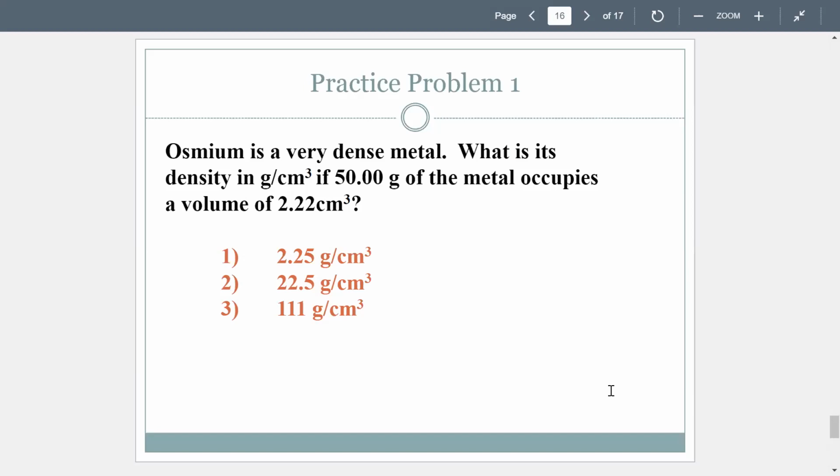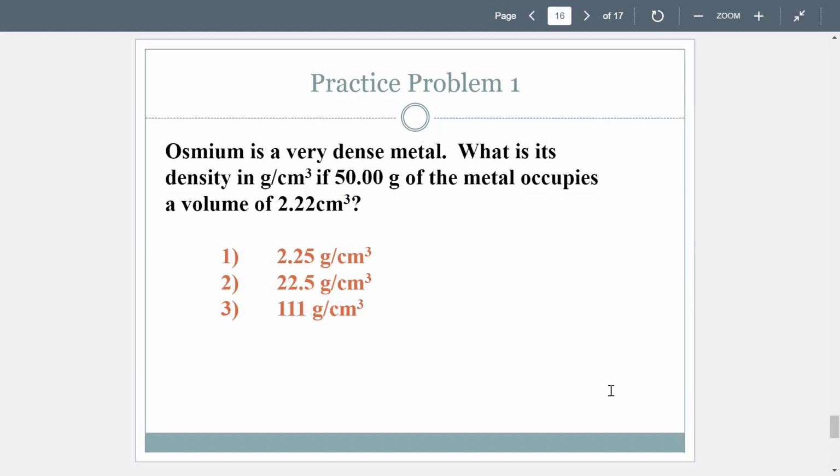So osmium is a very dense metal. What is the density in grams per centimeter cubed if 50 grams of the metal occupies a volume of 2.22 centimeters cubed? So my first statement is you're going to follow that prompt from the last one. First, write down what you know. What did the problem give you? What do you know about this?